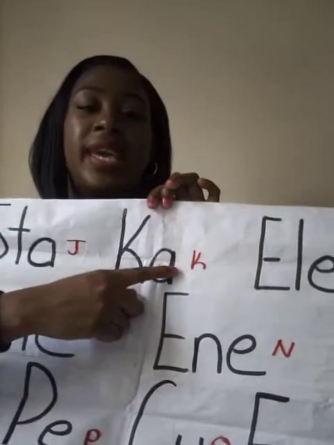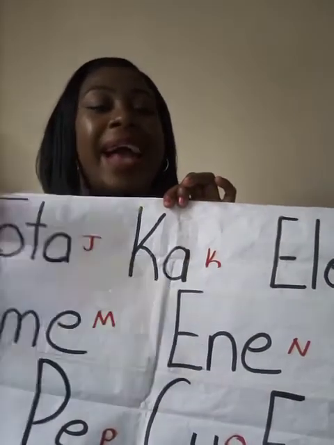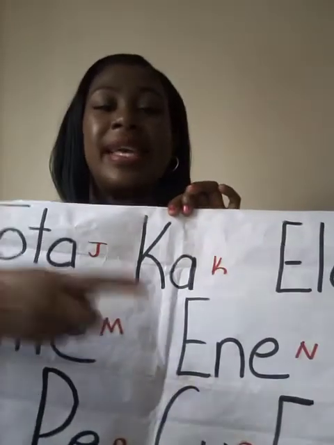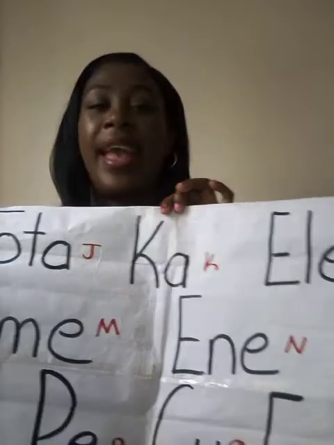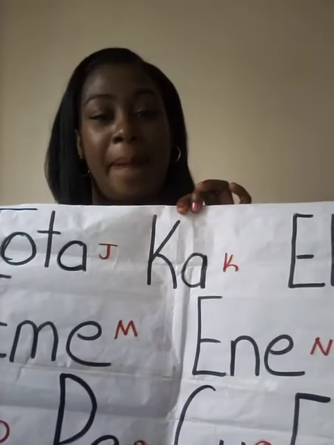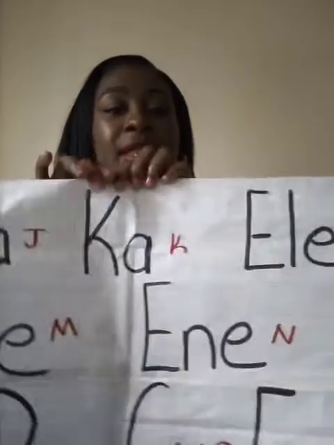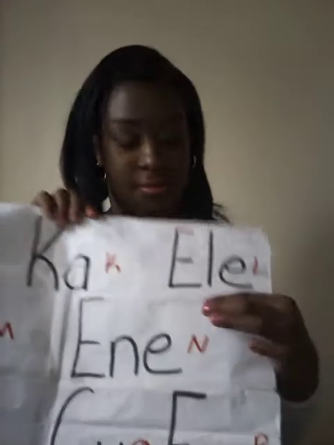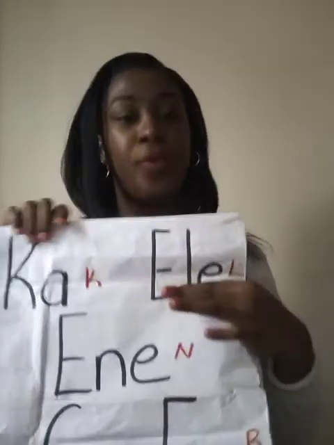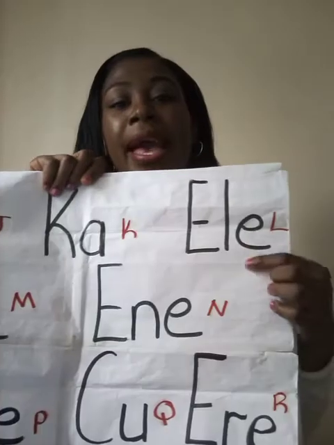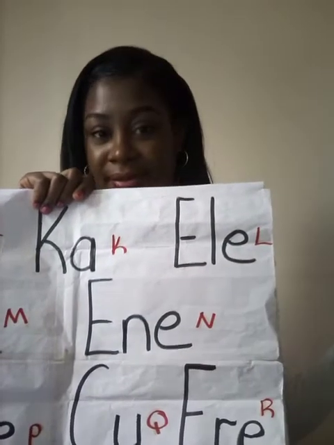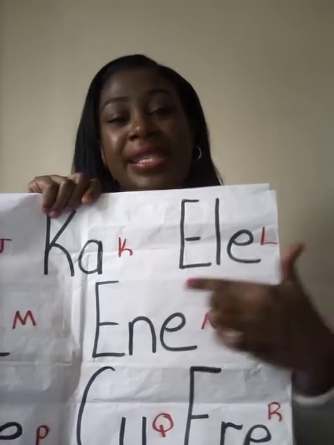So we're at letter K, and K is Ka. Repitan. K is Ka. Now we're moving on to, where am I? K. Oh, we're at L. So L is L. L is L.